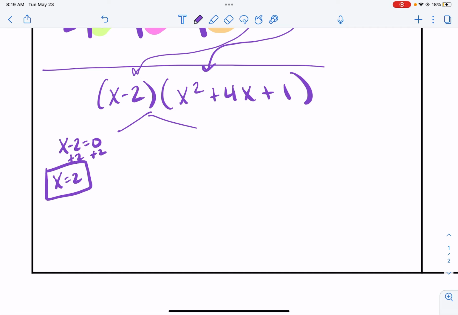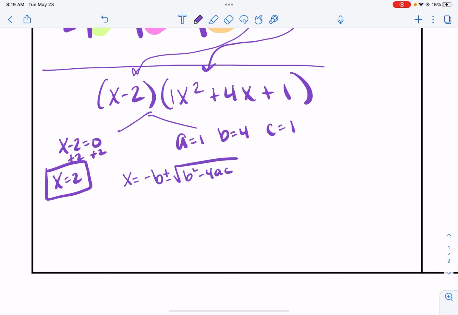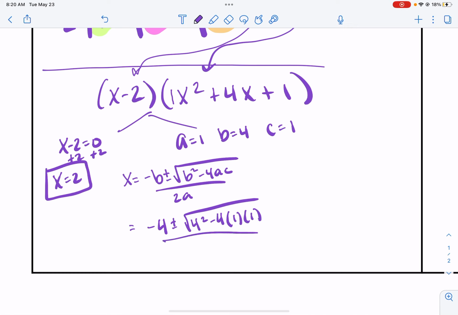Then for this one, you're going to do the quadratic formula. There's an imaginary 1 there, so a equals 1, b equals 4, and c equals 1. I'll write the formula down for you. Okay, so you're just going to do some plugging in. So this is a negative 4 plus or minus the square root of 4 squared minus 4 times 1 all over 2 times 1. Four squared is 16. Minus 4 times 1 would be 4.